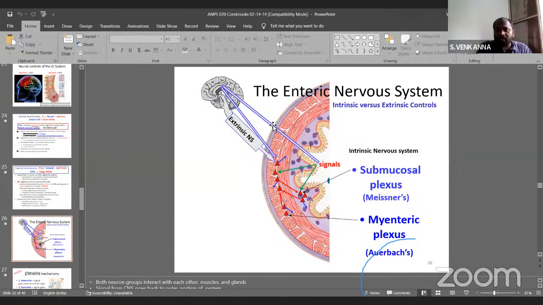See, observe the diagram. The intrinsic nervous system and extrinsic control: the submucous plexus, called Meissner's plexus, and the myenteric plexus, with branches like that. This is the signal pathway. So, next one.